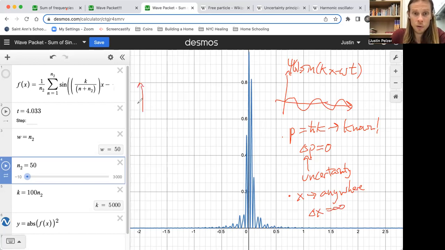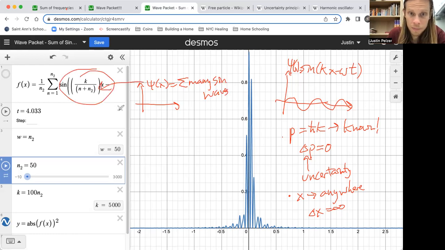Now, if I do psi of x, t, I'm just getting rid of the t so I can write here, is the sum of many sine waves, like I did right here, then I get it more localized, right? Where the probability is more localized at a specific point.